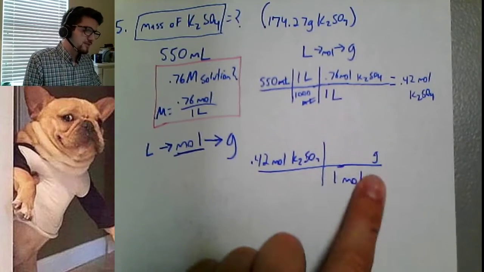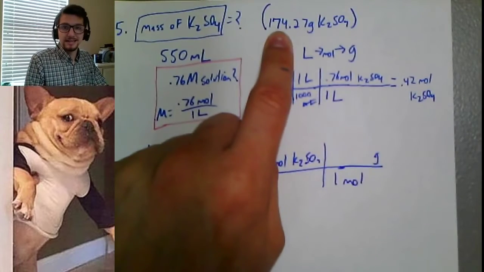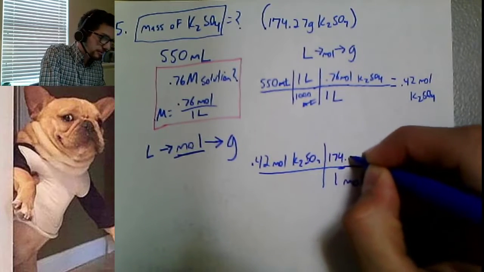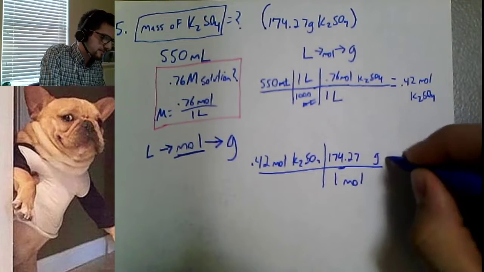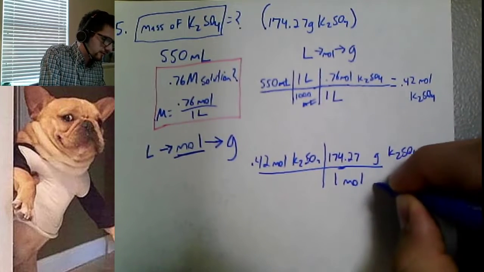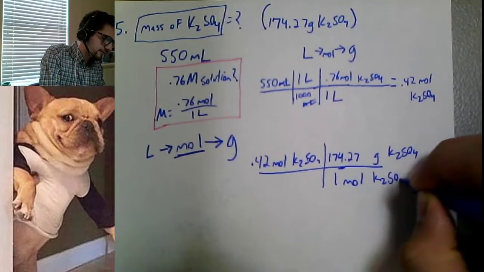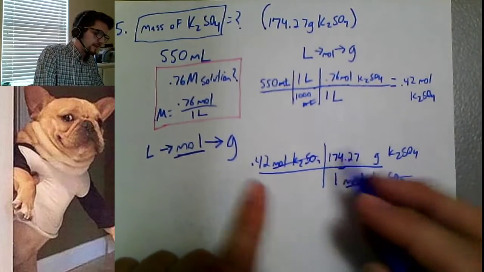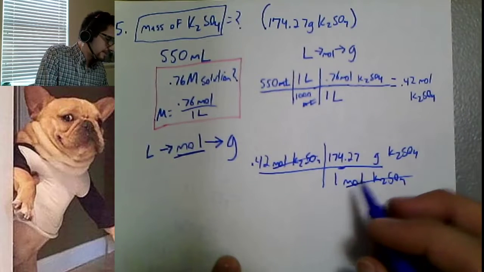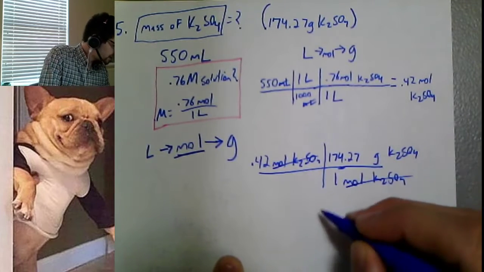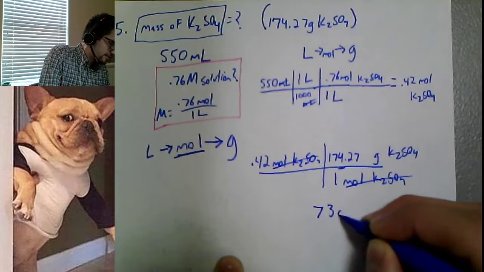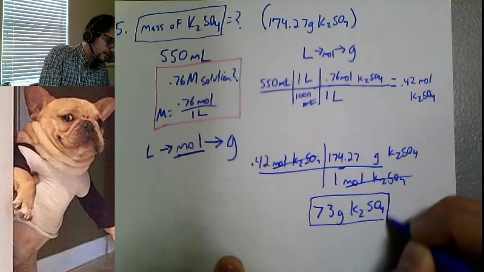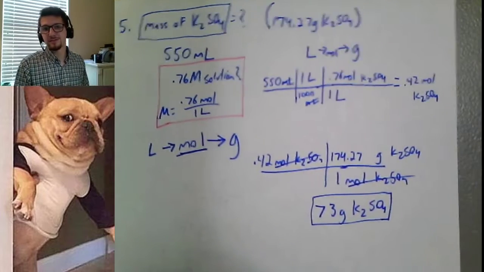So how many grams are in 1 mole of K2SO4? I looked at the periodic table and I found my number: 174.27 grams of K2SO4 over 1 mole of K2SO4. The moles of K2SO4 cancel out, and if you multiply 0.42 by 174.27, you end up with 73 grams of K2SO4. That's the mass of K2SO4.